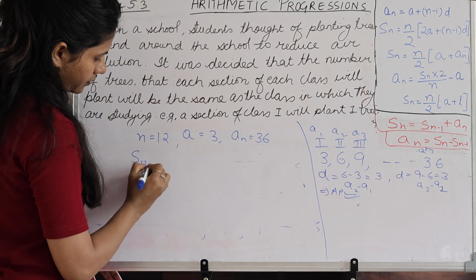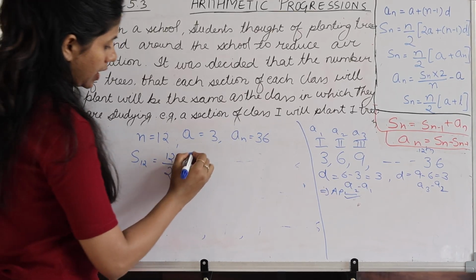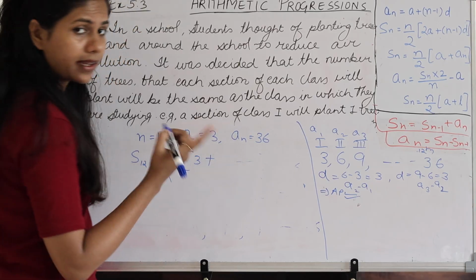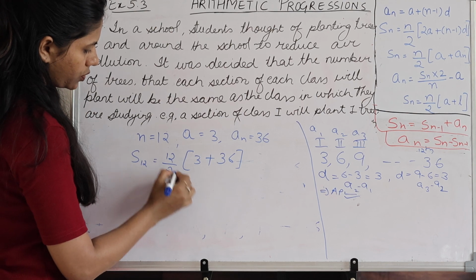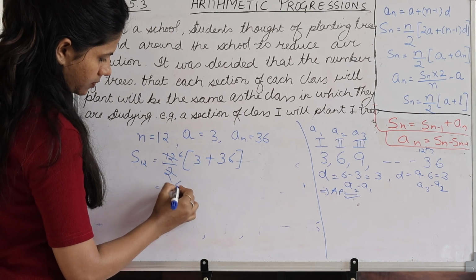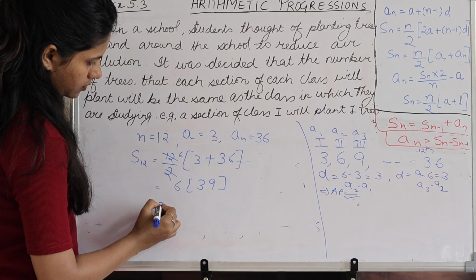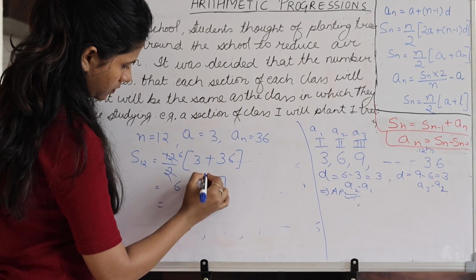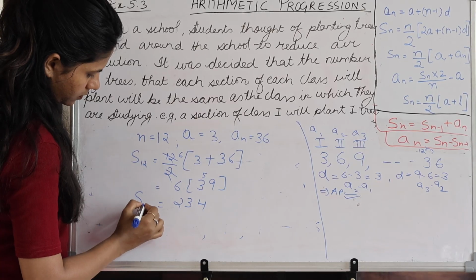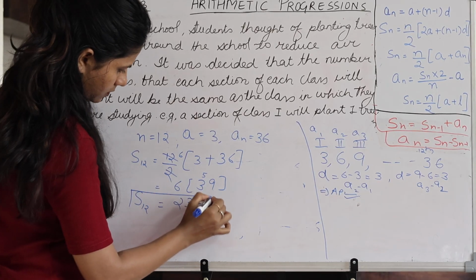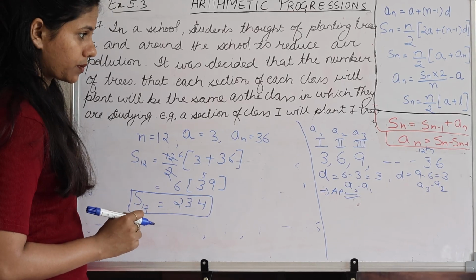So S12 equals n by 2 times (a plus an). An is 36. So we could find out S12, which is 234.